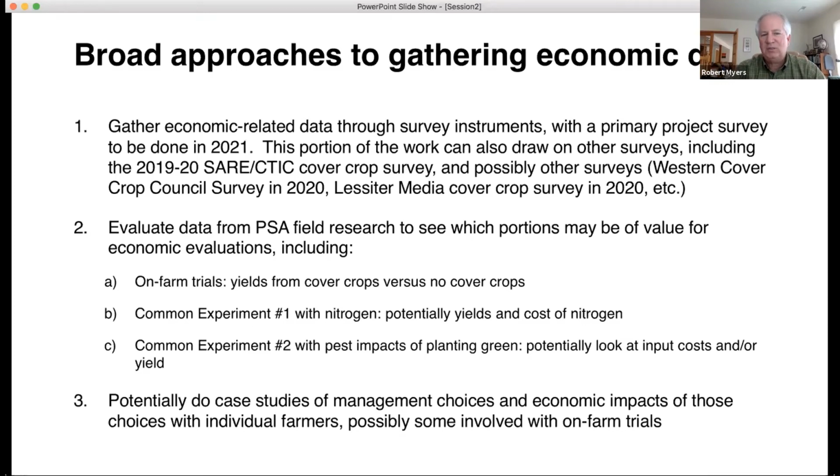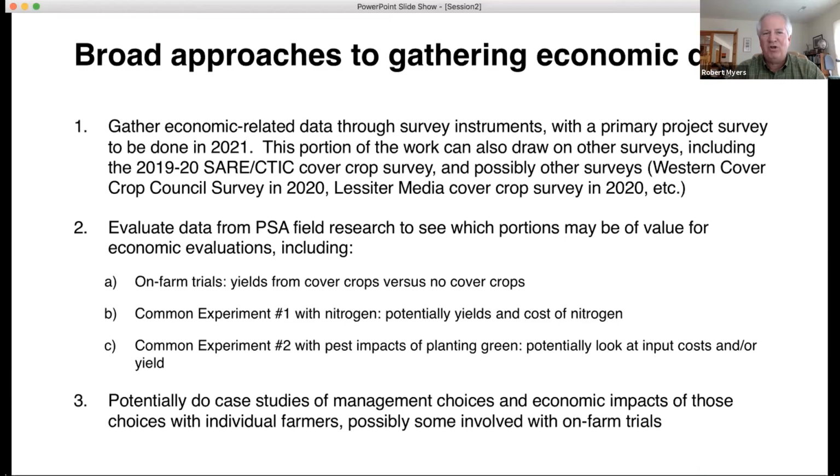And then we've also been discussing in the economics group the opportunity to maybe do some case studies, looking at individual farmers' management choices, and probably particularly target some of the farmers who are involved in some of the on-farm work. So a lot of the economics work will be happening following the upcoming survey this winter and as we start to get data from the field trials. But this will certainly be an important part of the project going forward.